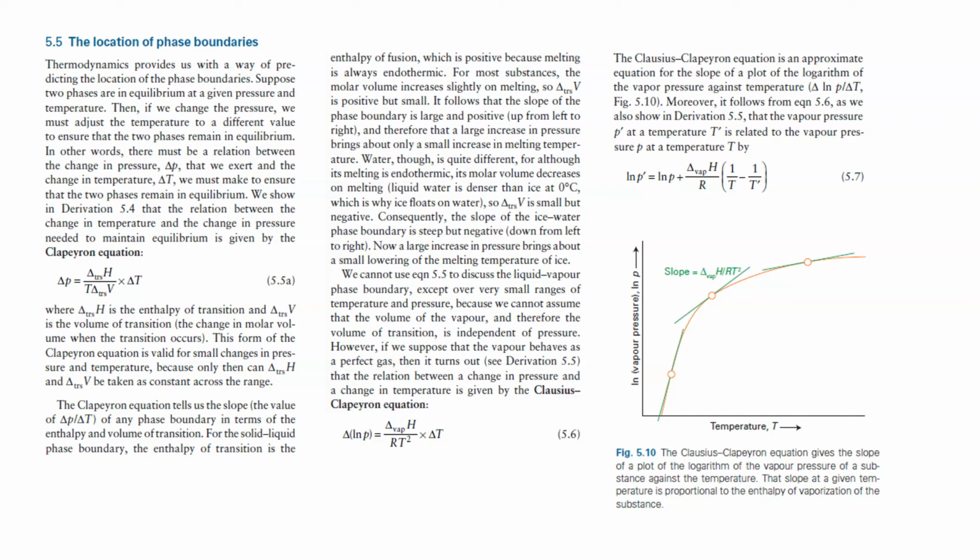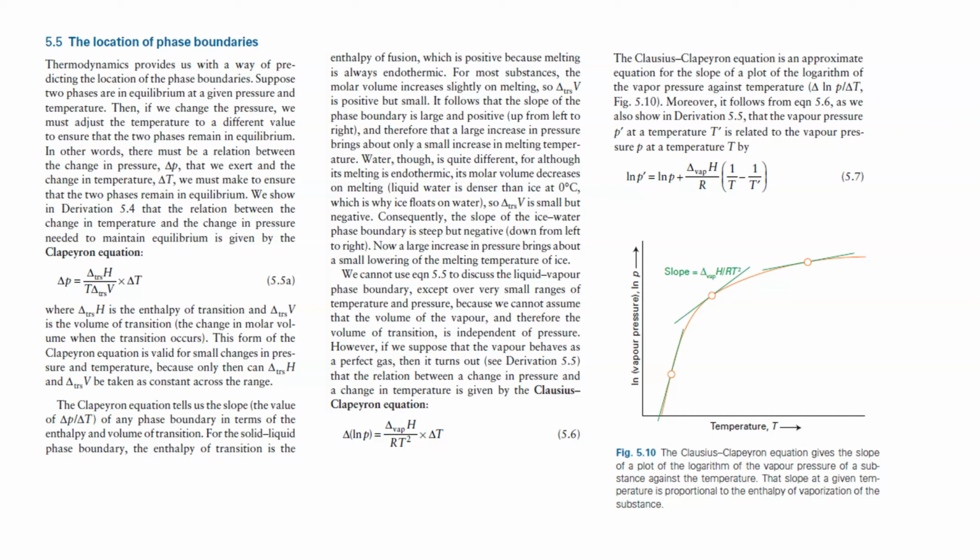Thermodynamics provides us with a way of predicting the location of the phase boundaries. Suppose two phases are in equilibrium at a given pressure and temperature. Then, if we change the pressure, we must adjust the temperature to a different value to ensure that the two phases remain in equilibrium. In other words, there must be a relation between the change in pressure, delta P, that we exert and the change in temperature, delta T, we must make to ensure that the two phases remain in equilibrium.